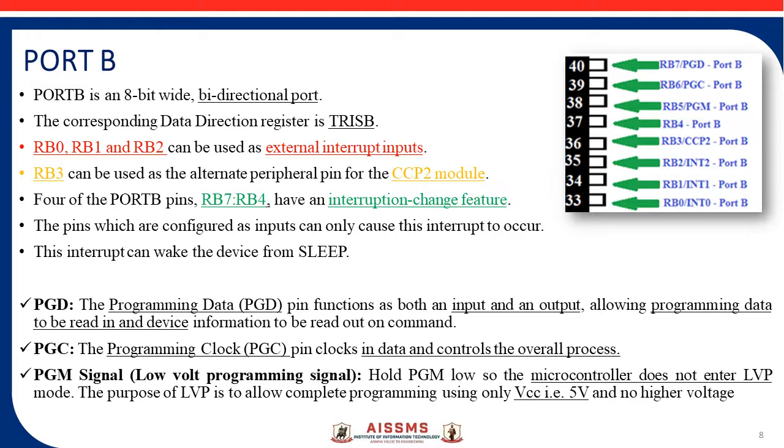Next is PGM. PGM means low voltage programming signal. See, the microcontroller can perform very well at a plus 5 volt power supply. When a plus 3 volt to plus 5 volt power supply is there, at that time the microcontroller performs each and every task very well. If there is low voltage or dim voltage, at that time the microcontroller cannot perform the task. Okay, so this PGM signal handles this kind of feature. If a proper power supply is there, at that time the PGM signal is 1. And if there is low voltage or dim voltage, at that time PGM equals 0. So these are the port B features.